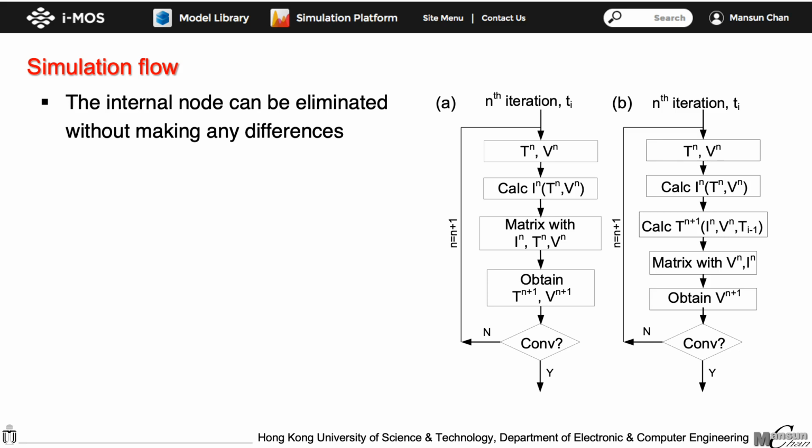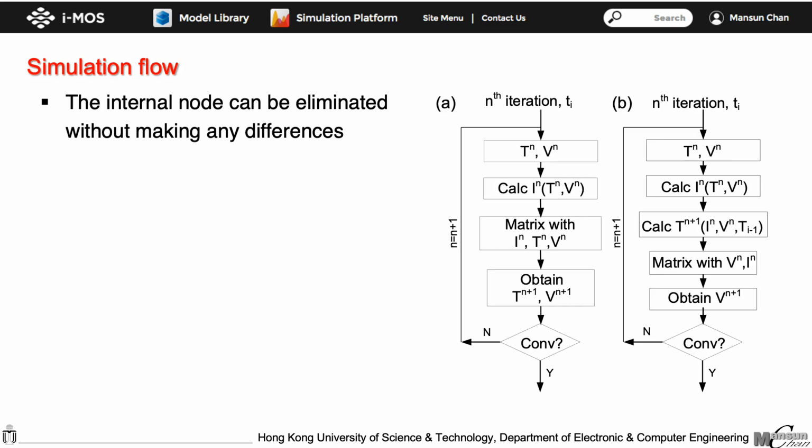In the direct evaluation approach, as shown in the flowchart on the right, the same temperature and voltages at the nth iterations are presented to the model. The model then calculates the currents based on the input. After that, the next iterative solution for the temperature is calculated explicitly based on the input voltages, temperature, and calculated currents without going through the matrix iteration.